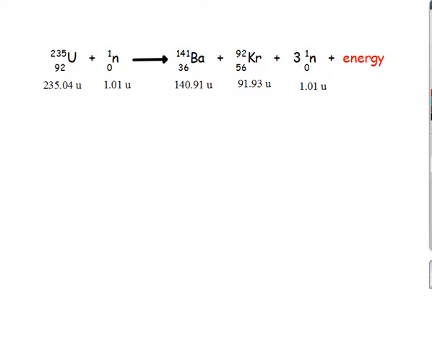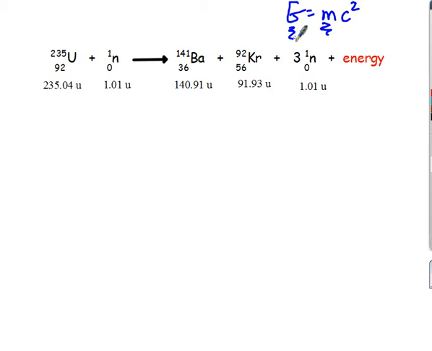Now, the binding energy is also related to something called mass defect. Mass defect is the difference in mass between what we started with and what we ended with. So we're going to go to this example now with fission, and we're going to look at the mass defect. Now, again, according to Einstein's equation, if we have a difference in mass, that difference in mass can be converted to energy, and that's what happens in these fission reactions, in these nuclear reactions. That mass defect, the difference in masses, can be released as energy.